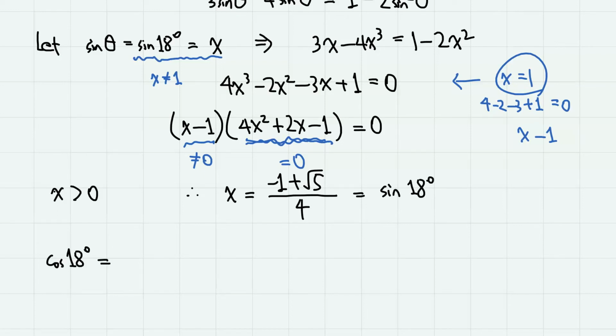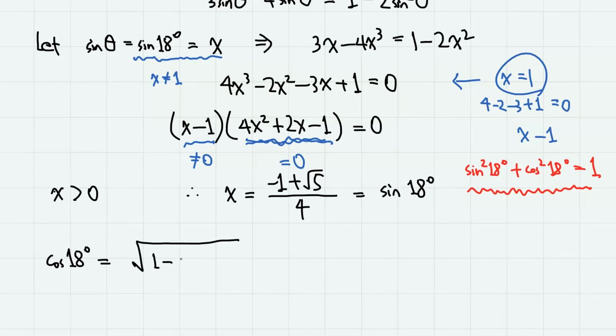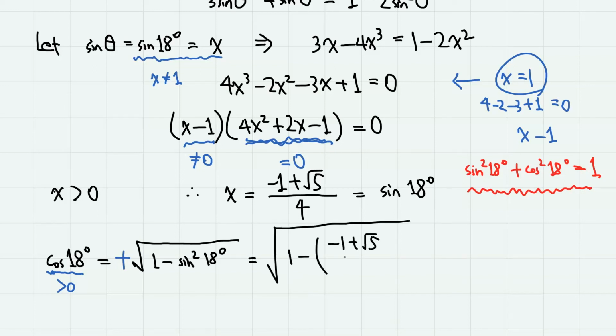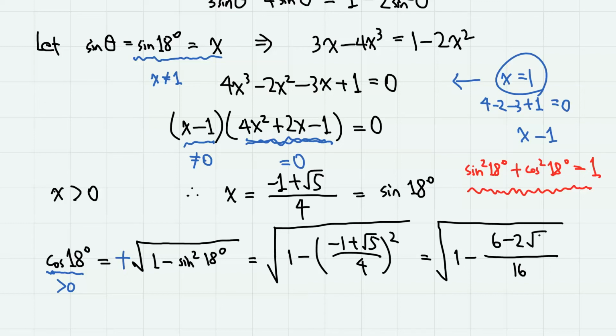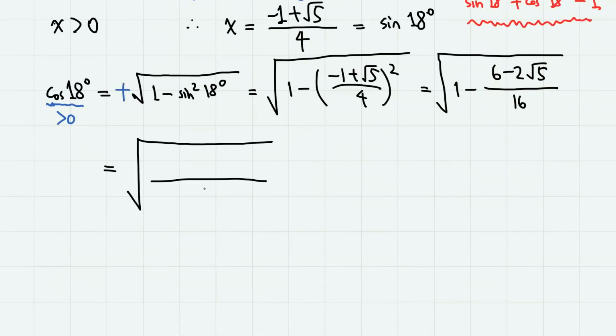And for the cosine 18 degrees, we use this famous sine squared plus cosine squared equals 1 formula, which gives square root of 1 minus sine squared 18 degrees. And since this cosine 18 degrees also must be positive, we take the positive sign, which is square root of 1 minus the square of minus 1 plus square root of 5 over 4, which is 1 minus, we have 16 here, and the numerator is 6 minus 2 square root of 5. So we have 16 minus 6 minus 2 square root of 5 over 16.